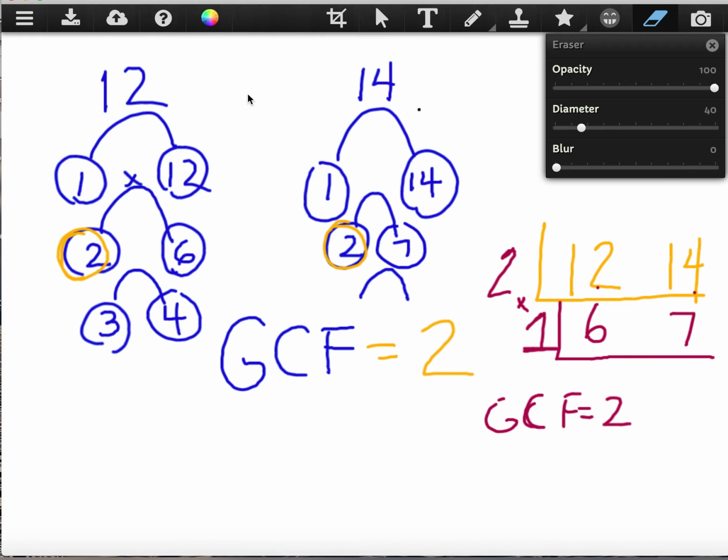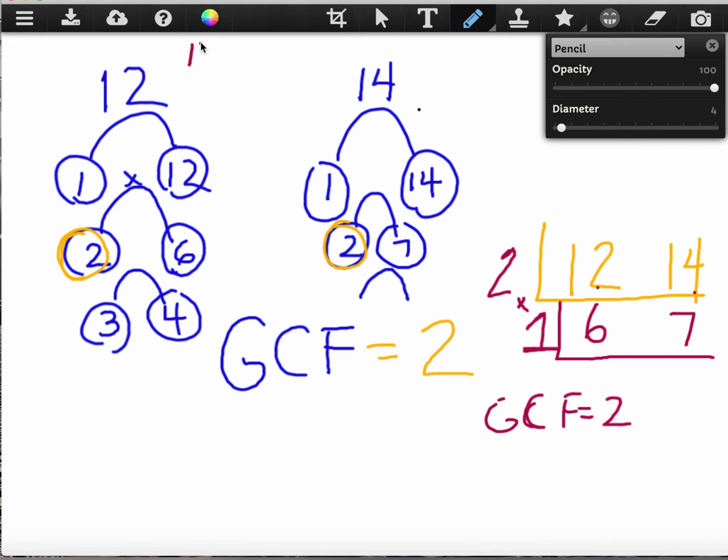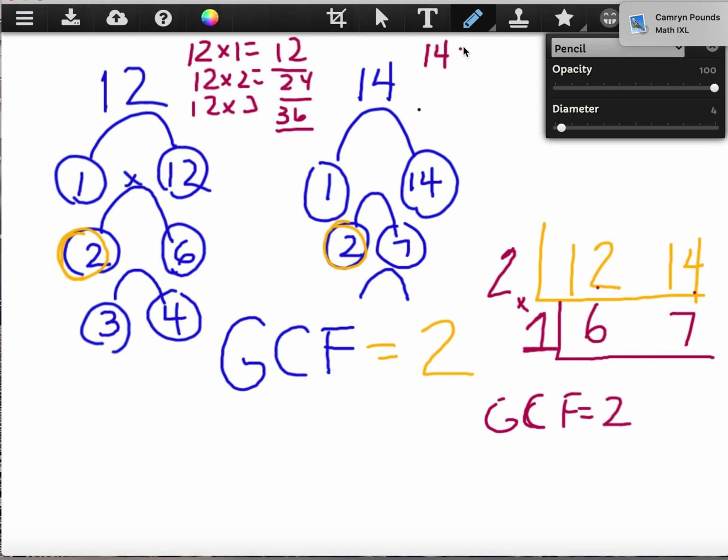If I want to find the least common multiple of 14 and 12, I would have to sit and start to list them out like this. I would have to get my pencil again. 12 times 1 is 12. That's a multiple. 12 times 2 is 24. That's a multiple. 12 times 3 is 36. That's a multiple.